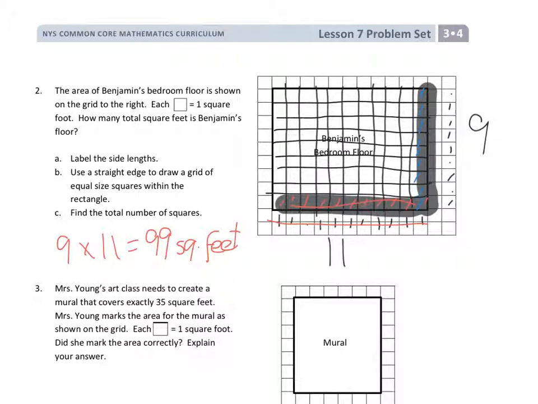Okay, so that's where we are with that. Remember, we counted them up before. We counted these up before we even drew the grid. Same with these, and then we double checked by making the grid and counting on the inside. Okay, let's go on to number 3.